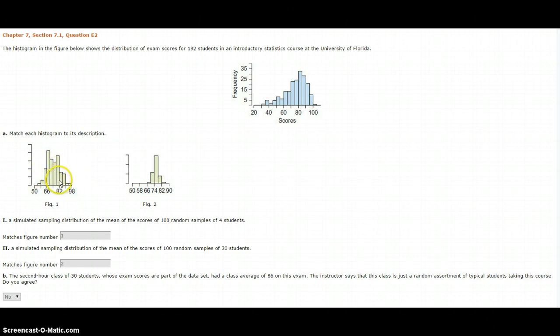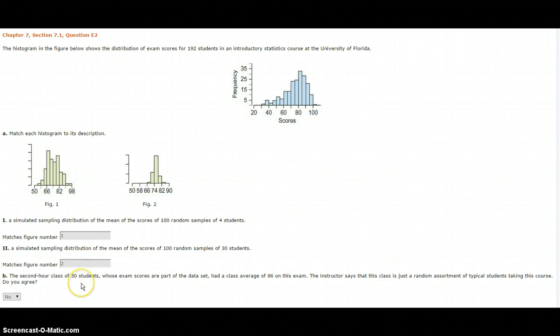You can think about the spread being kind of a bad thing because we want to predict where our actual population mean is, and this gives us a much more accurate reading that the mean is probably 77, something like that, 74 to 77. Whereas here, it's really hard to tell where the population mean is. So this is random samples of 30 students, and this one is 4 students.